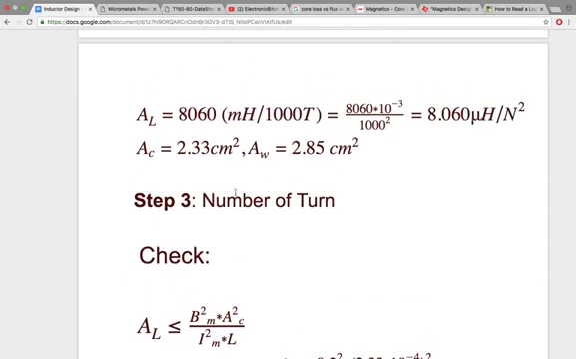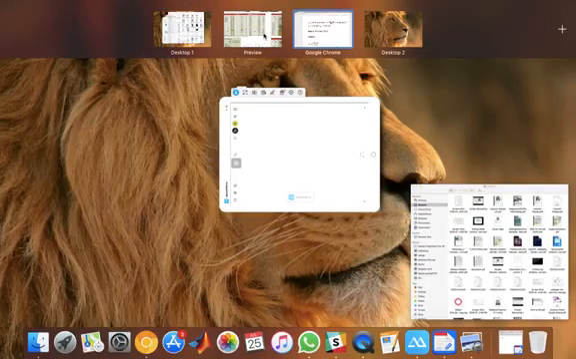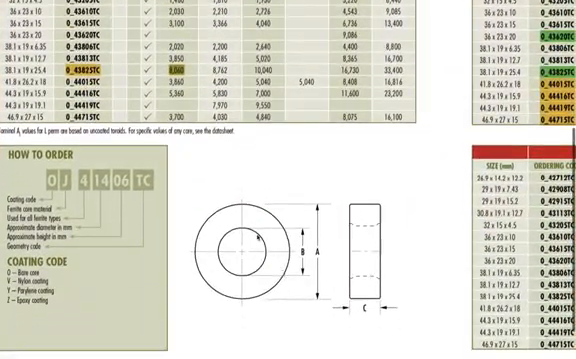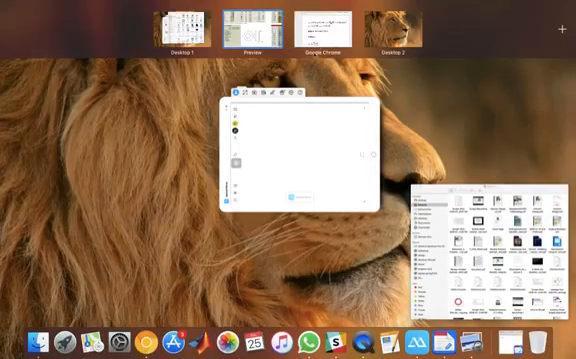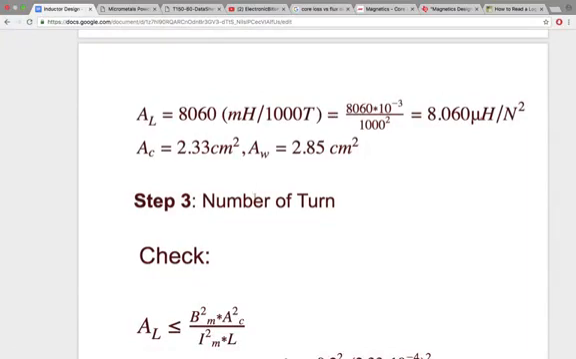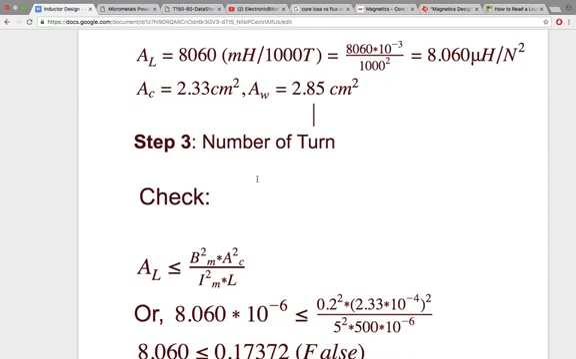Sometimes this AW will not be given, so what we can do is use the inner diameter, which we will know. The inner diameter can be used for finding the window area also. So you can follow some geometry calculations to get your numbers if they are not directly given. Okay, so this is your number of turns check.